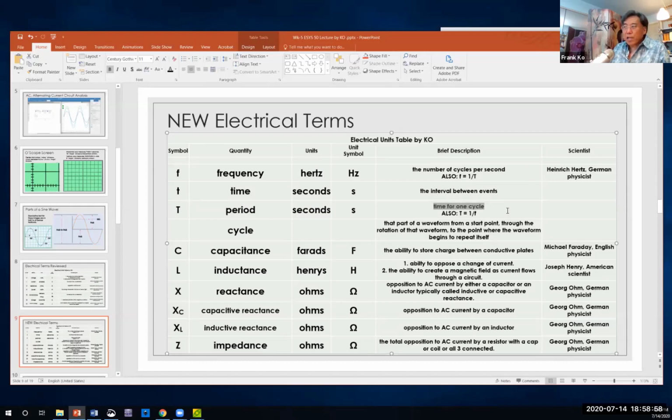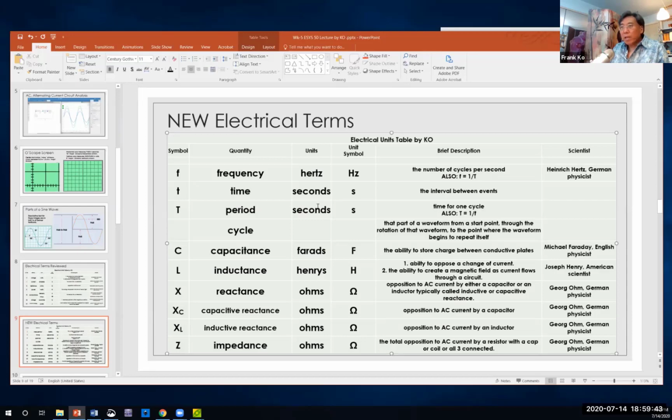There's an interesting relationship here as well. I show you a formula that T, which is period, can be calculated if you know frequency. So if you reciprocate frequency, you can calculate T. Look at frequency: F is equal to the reciprocal of T. And we will practice those in a little bit, okay?